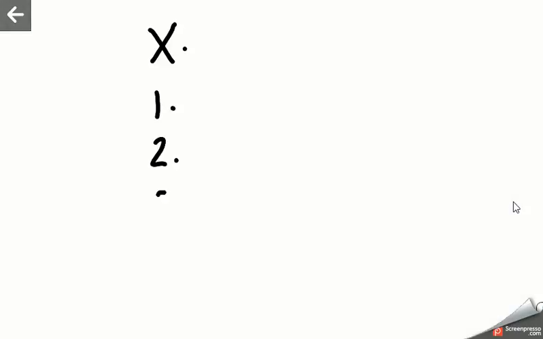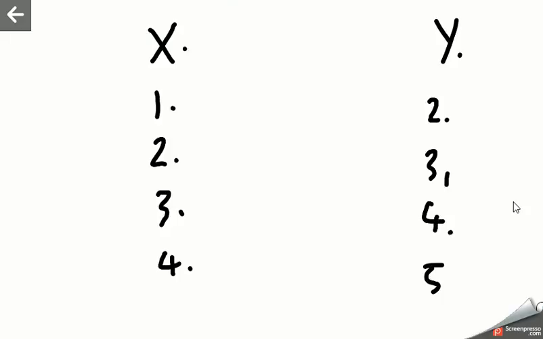1, 2, 3, 4. I love this domain so much. 1, 2, 3, 4. It's so simple and easy. It's only got 4 objects. So nice to write. Y, again, we'll do 2, 3, 4, 5.